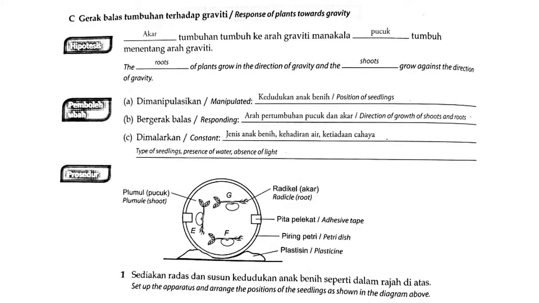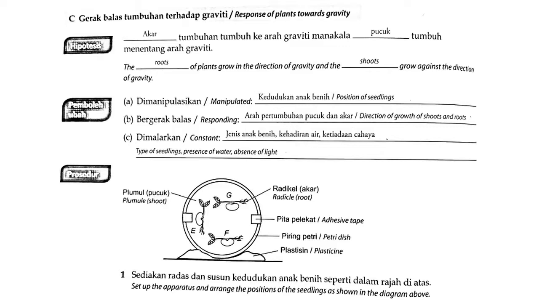C. Response of plants towards gravity. Hypothesis: the roots of plants grow in the direction of gravity and the shoots grow against the direction of gravity. Variables: A. Manipulated, position of seedlings. B. Responding, direction of growth of shoots and roots. C. Constant, type of seedlings, presence of water, absence of light.